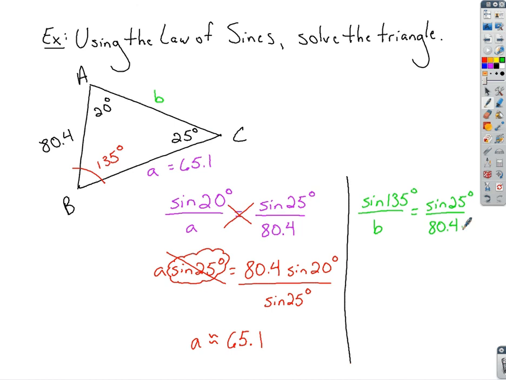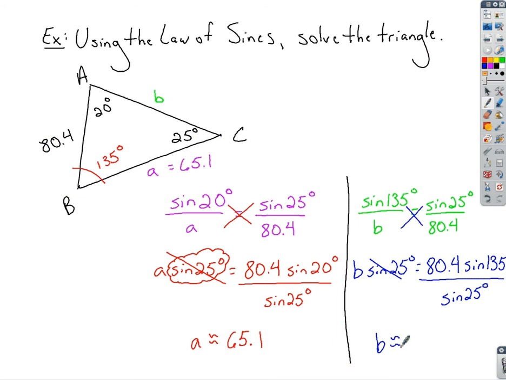Solving for b, cross multiply just like we did for a. We'll have b times the sine of 25 degrees equals 80.4 times the sine of 135. We've got that sine of 25 again that's stuck to the b we're trying to solve for, so we'll divide that over to the other side. And b, since we got to do some calculating here, as an approximation, I calculated that out to be 134.5.